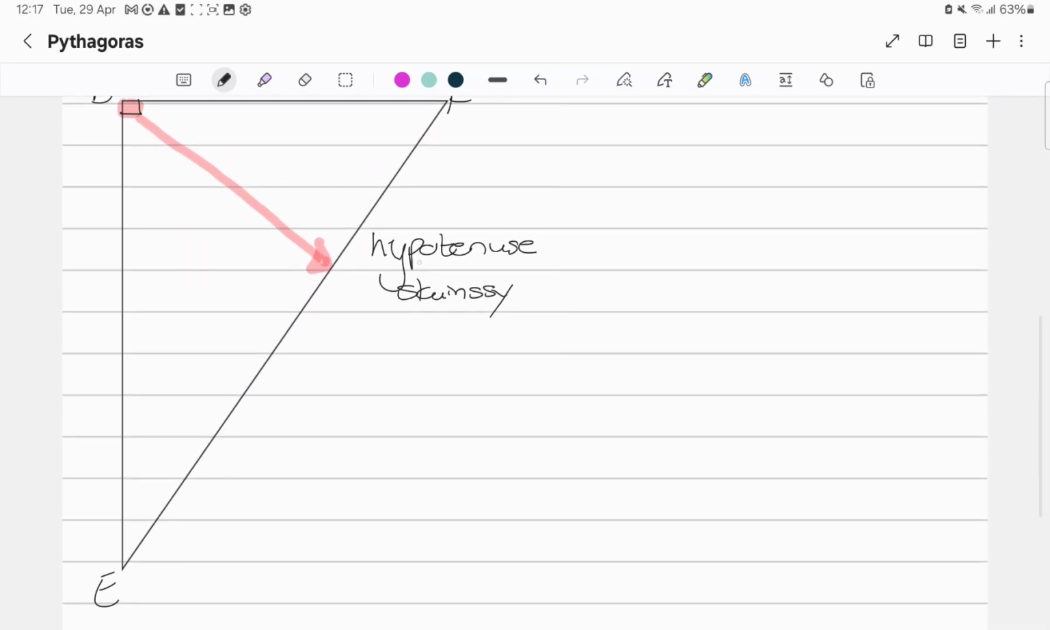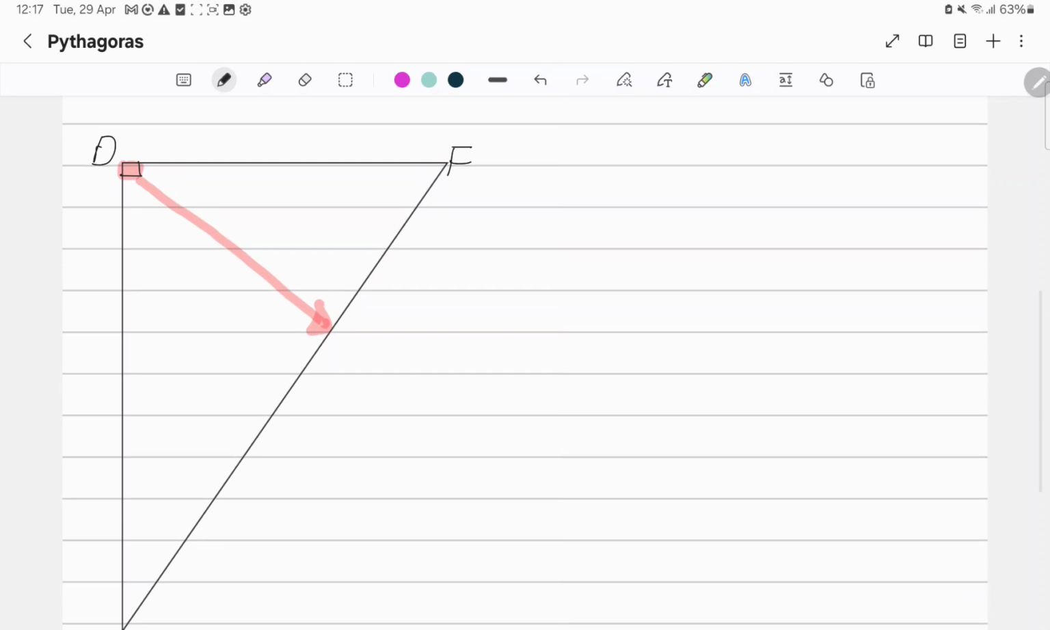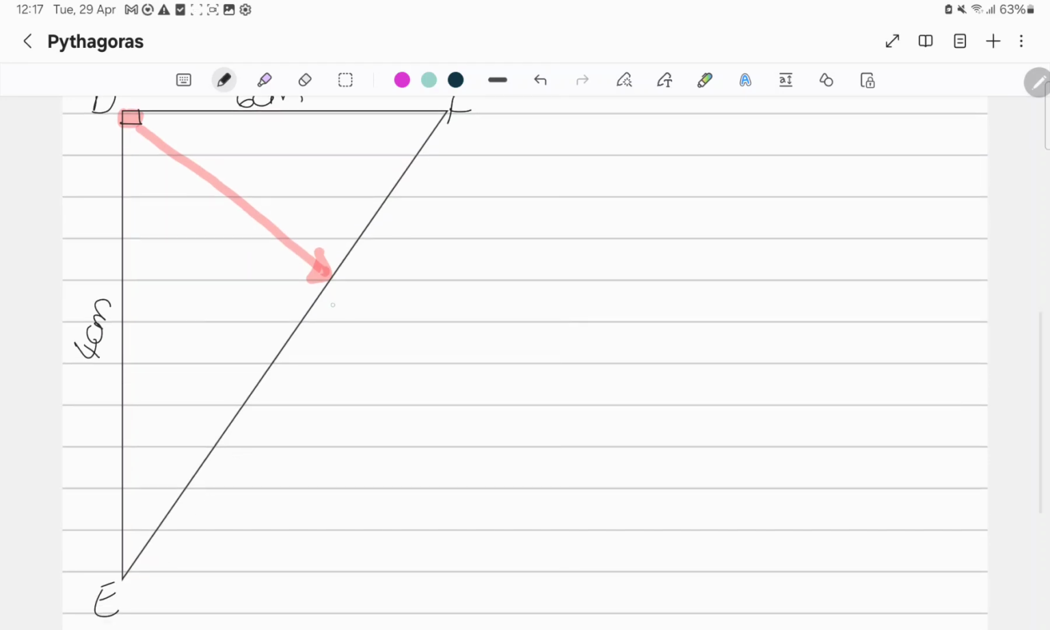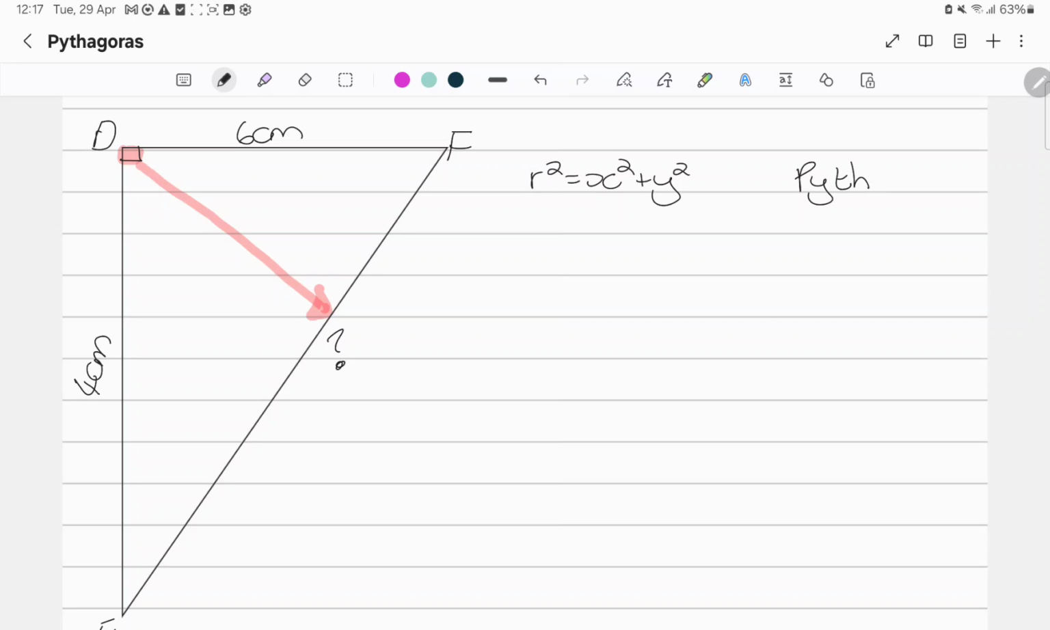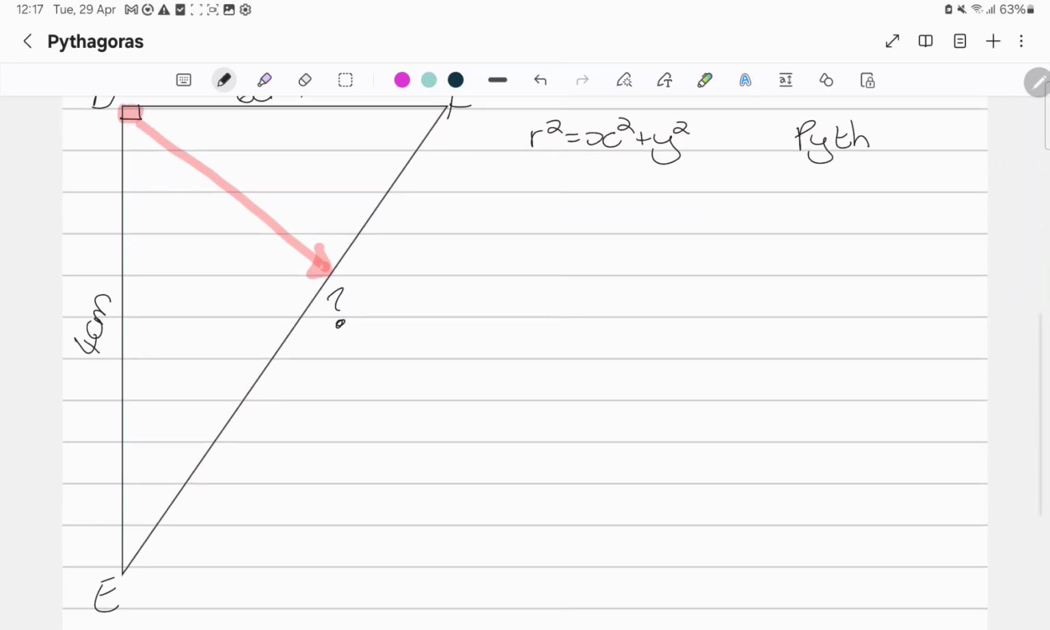Alright, so let's say this is 6 centimeters, and this is 4 centimeters. I want to know what is the length of EF. So I already got my 90-degree angle. I already know that this is my hypotenuse. So now I write down my formula. My formula is going to be r squared equals x squared plus y squared. Remember your reason. I don't know what r squared is. I don't know what my hypotenuse is. So I'm just going to leave it as r squared, or you can substitute it as EF squared.